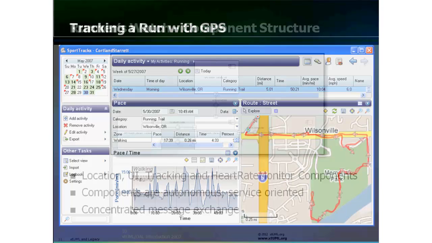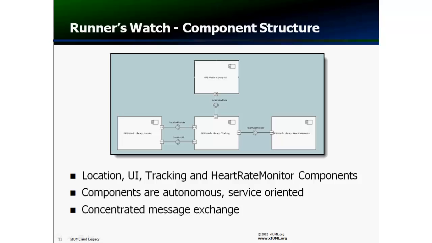So taking our runner's watch through the four-stage xtUML process, we first break down the functionality into its functional allocation into components with interfaces in between. And we've broken this particular design into a location component, a user interface, a heart rate monitor, and tracking, where tracking is the central component that is collecting the information and accumulating it. Each component is autonomous, it's service-oriented. The focus at this level of system design is on allocation and communication, so functional allocation and then the communication between those functional blocks.